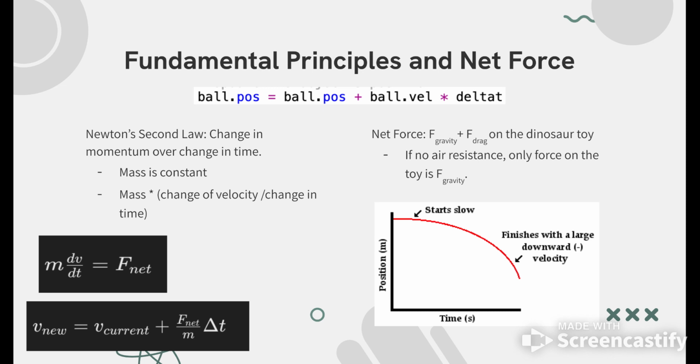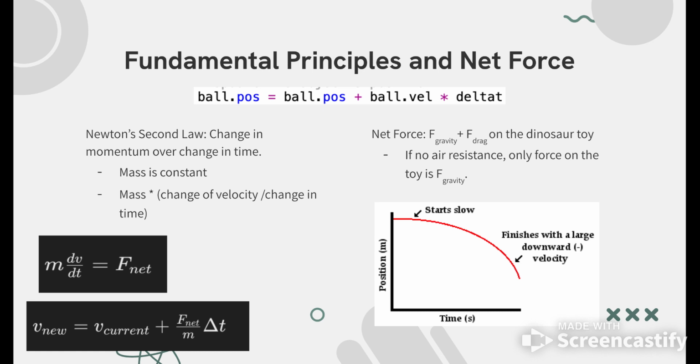Newton's second law is described as the change in momentum over time. Since mass is constant, we can factor the mass out so that it would be mass times the change in velocity over the change in time to find force. However, the net force is computed by the total forces acting upon the object. In this case, both the force of gravity and the drag force affect the object, so the net force will be the sum of these two forces.